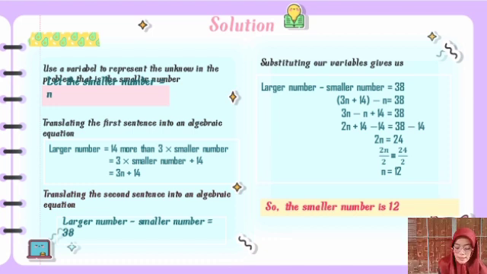So we get 2n equals 24. And we divide again: 2n divided by 2 equals 24 divided by 2. So we can get n is 12. So the smaller number is 12.